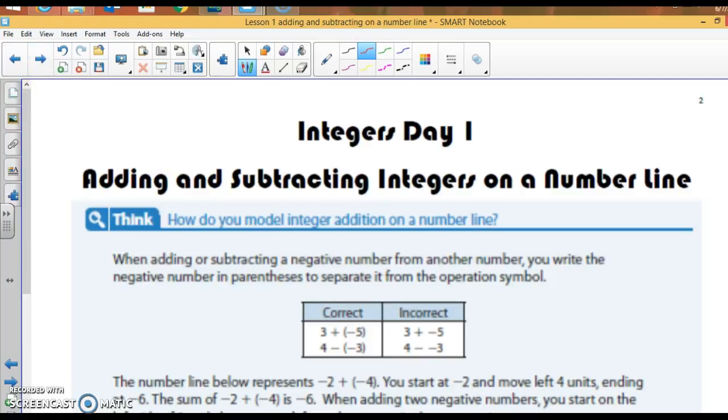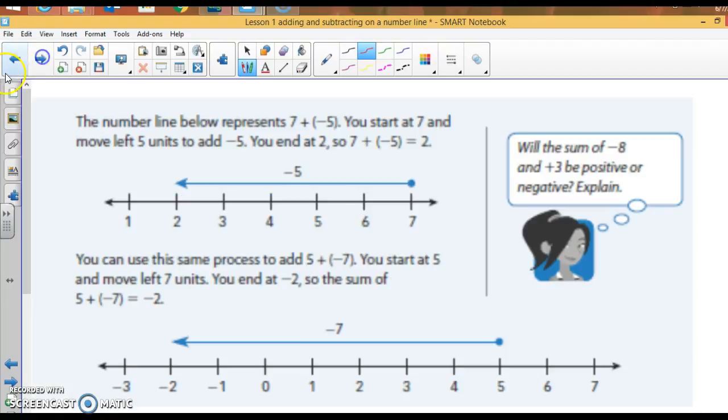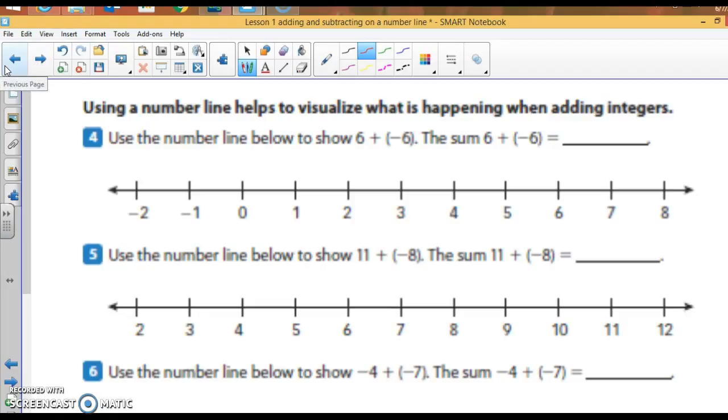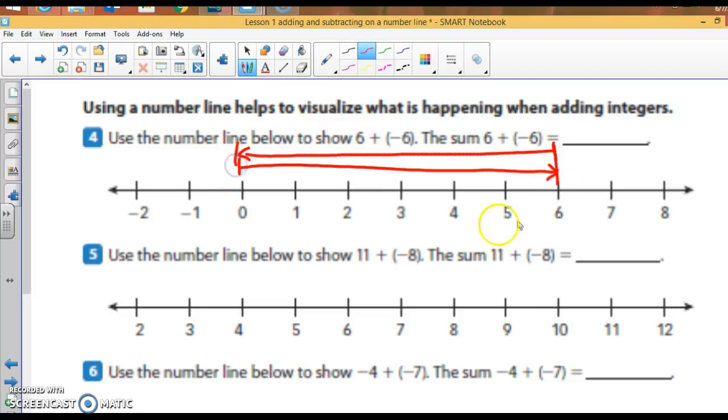Now, we're going to talk about adding integers on a number line. When you do this, you got to remember that you always move to the right for a positive number and the left for a negative number. You start at 0. So if we're going to use this number line to show 6 plus negative 6, if I start at 0, 6 is positive number, so I'm going to move to the right 6. And that's where I am. And then negative 6, I start where I just ended, and since it's negative, I move back to the left 6, and I end up at 0.